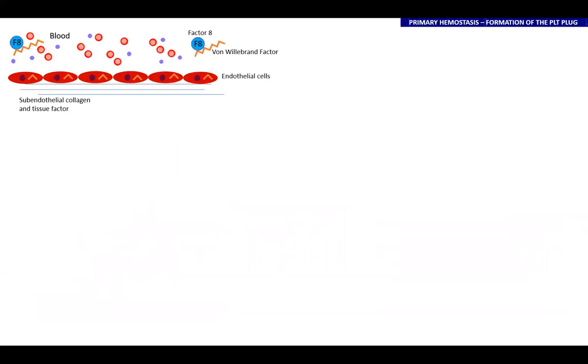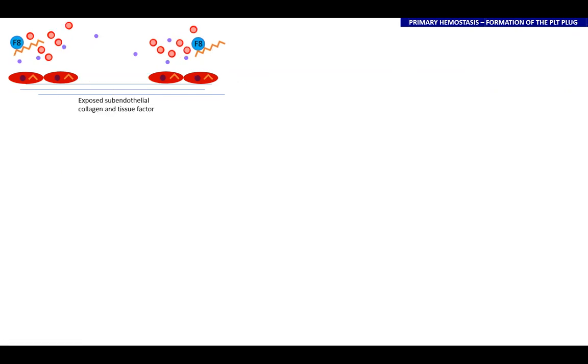Okay, so we'll just start with this is our primary hemostasis. So this is how we form our platelet plug. So we have our endothelial cells here. Then when we have some kind of trauma that results in a break in the endothelial cells, we have this exposed subendothelial collagen and most importantly, tissue factor. So tissue factor is the most important thing that gets coagulation started in your body.